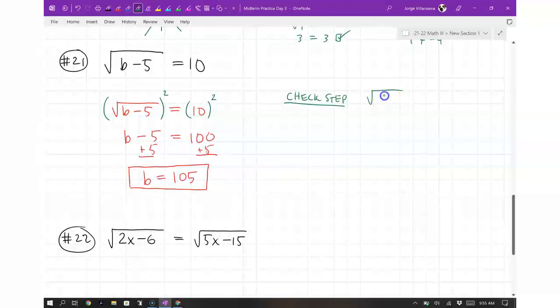So here's my formula, b minus 5 equals 10. If I plug in a 105, this is what it looks like. 105 minus 5 is equal to 10. Square root of 100 is equal to 10, so 10 equals 10. So that works. So that is a good answer, 105.